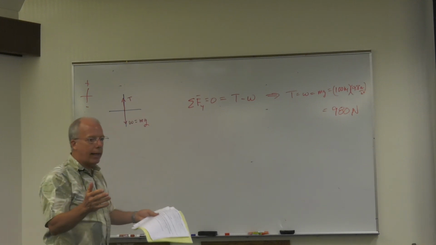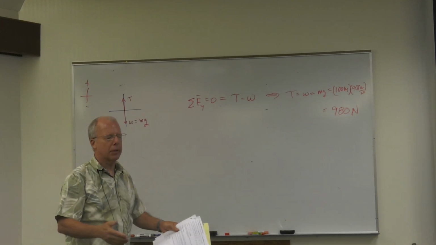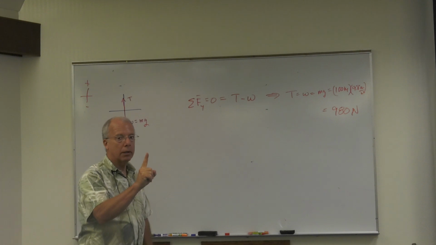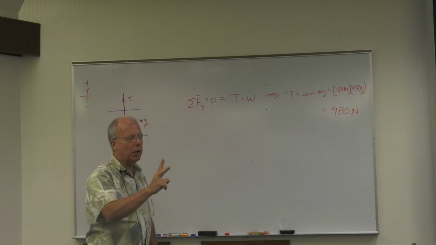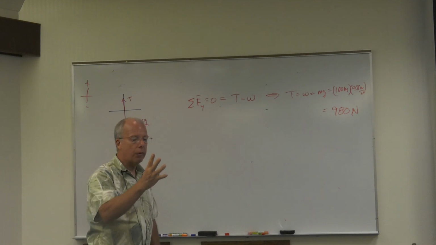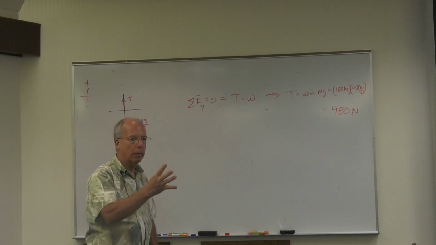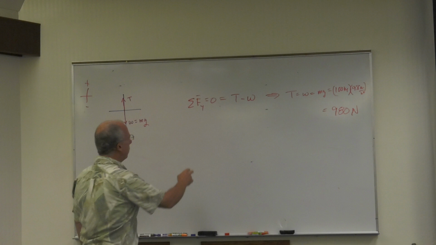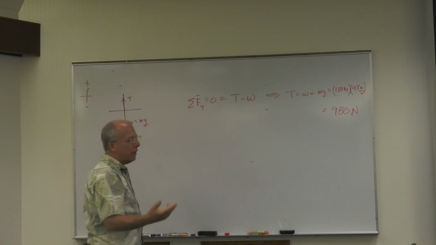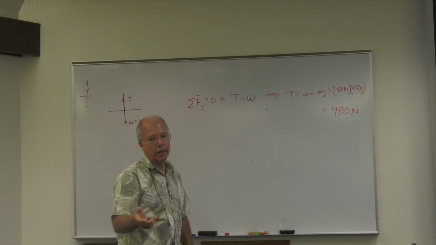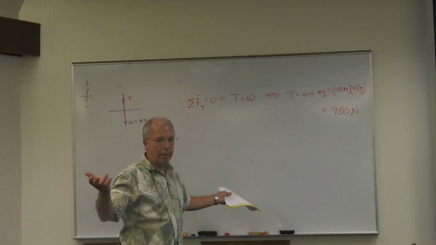All right, so again, what are the steps? Determine the object. Determine the forces. Draw the force diagram. Ask yourself, equilibrium or non-equilibrium? If it's equilibrium, sum of the forces equals 0. If it's non-equilibrium, sum of the forces equals ma. And then just do what the problem asks.